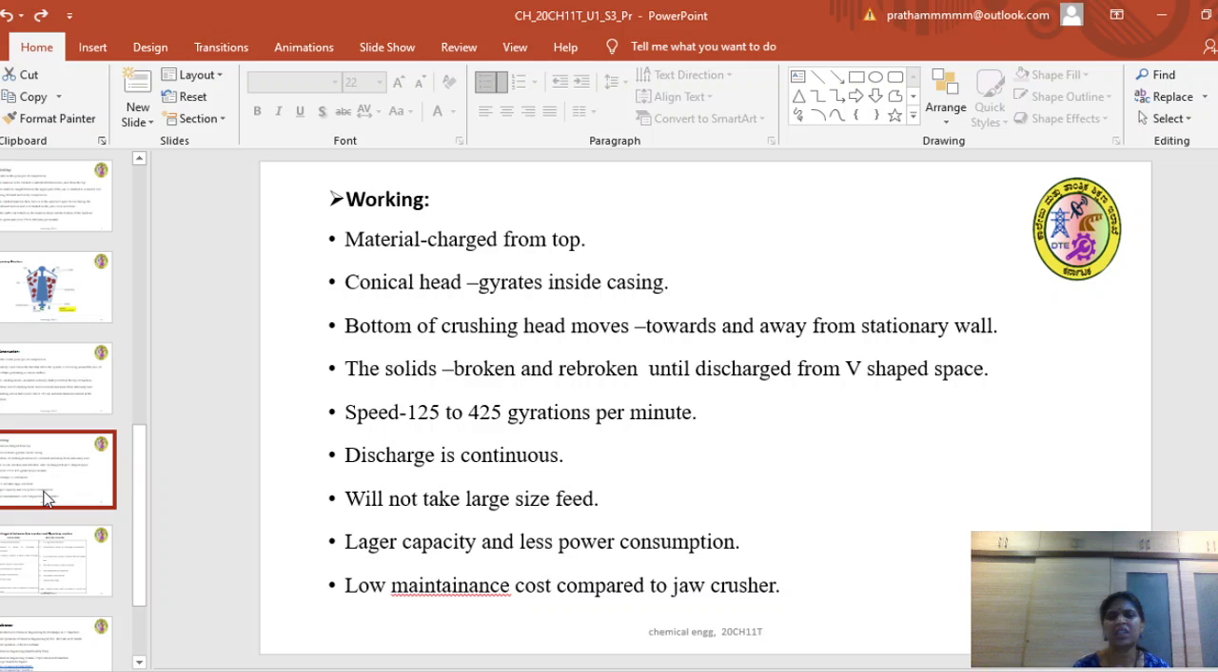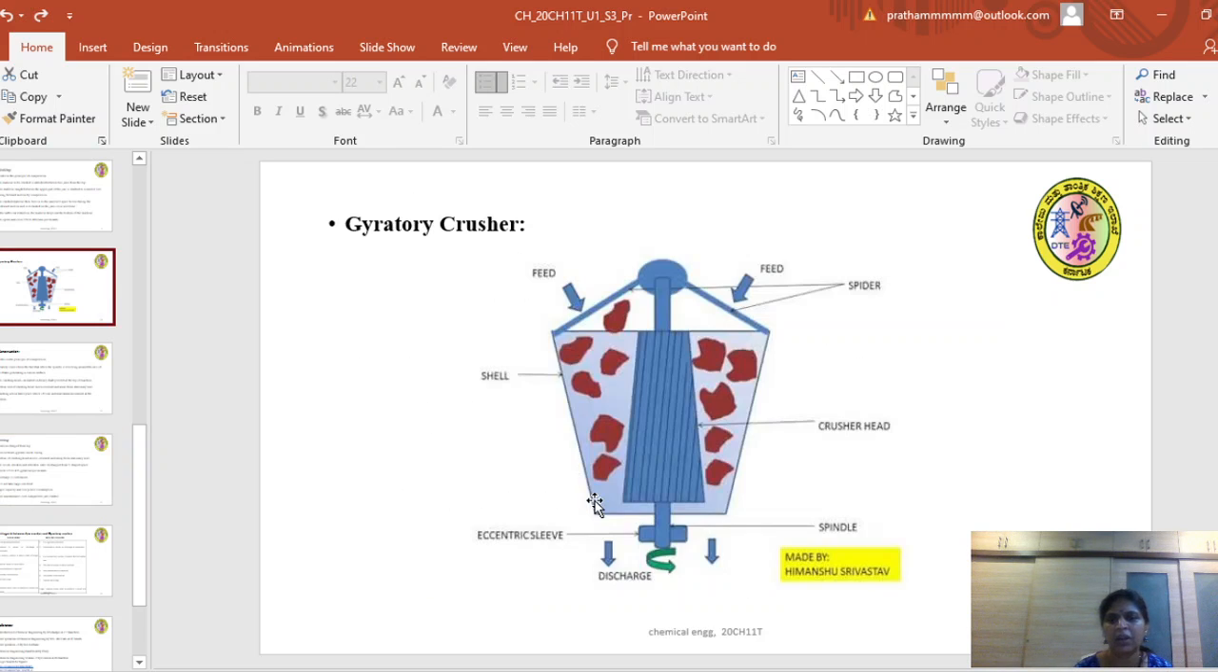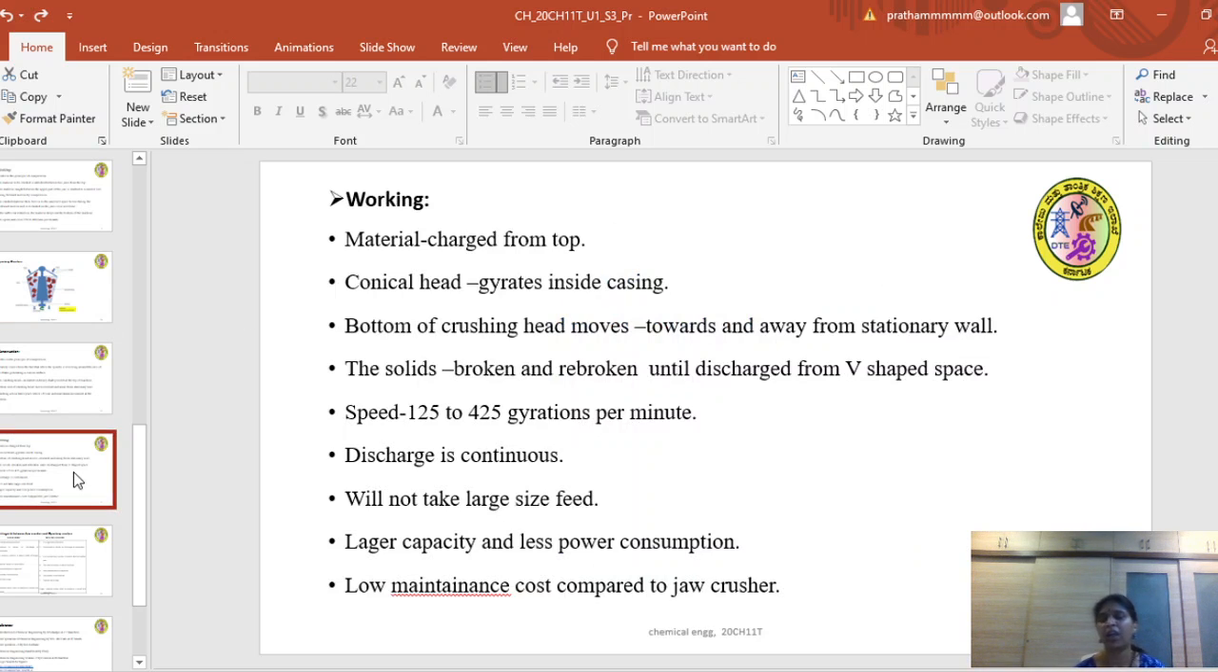So the discharge is continuous, the feed keeps coming, gets crushed, and the product keeps coming out at the bottom. But as the space at the bottom, the space between the crushing head and the wall of the shell, is minimum, compared to the other crusher, it cannot take a larger feed.